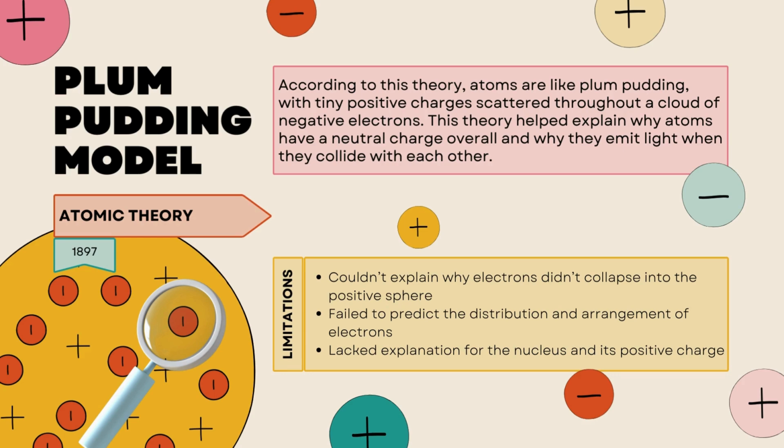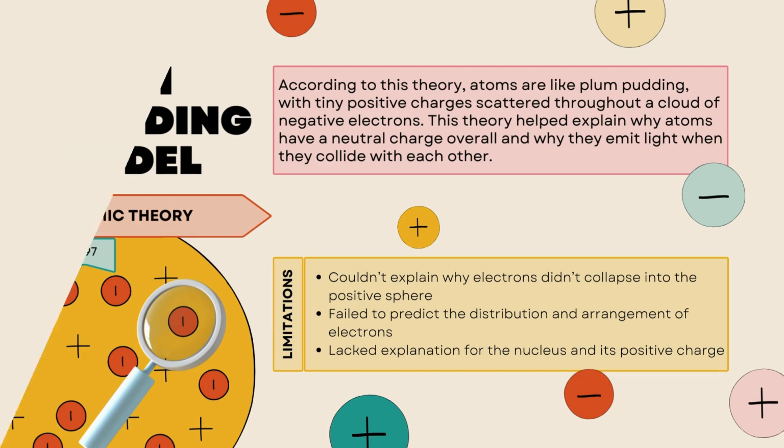This model also lacked an explanation for the nucleus and its positive charge. He only tells us that the electron is also present with the proton in the nucleus, but does not explain the behavior, and does not explain the nucleus and positive charge.